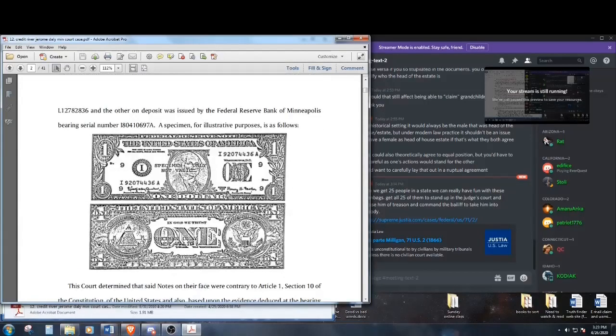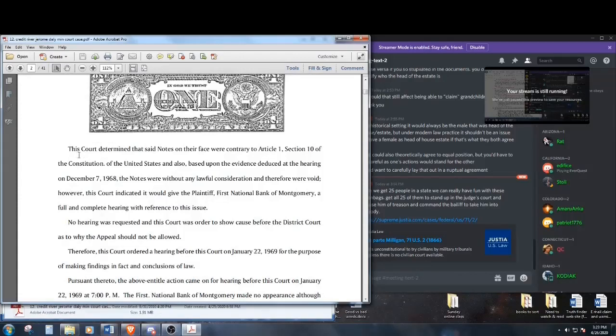So when you look at it, what they did, they literally put a dollar bill in as evidence. And the decision of the court was that this court determined that said notes on their face were contrary to Article 1, Section 10 of the Constitution of the United States. And also, based upon the evidence deduced at the hearing on December 7th, 1968, the notes were without any lawful consideration and were therefore void. And there you have it. So, can you use a Federal Reserve note for a lawful contract? No, because it doesn't have any lawful consideration. That's the point.